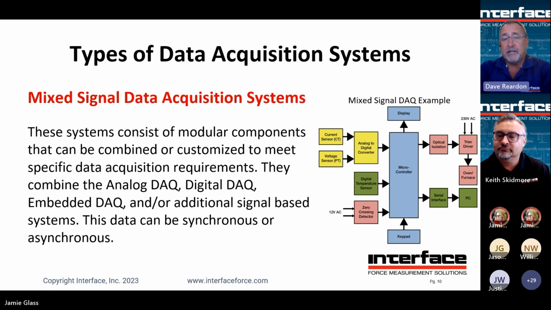For mixed signal data acquisition systems, these are a mixture of any of these different types that we were already discussing, such as the analog, digital, or embedded systems. And it could include additional systems also, where within a single system you might record sensors, avionics buses, digital I/O, or even some of these systems have embedded DAQs within the system itself to monitor things like temperature of the data acquisition systems or systems like that.